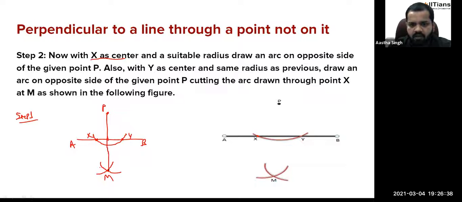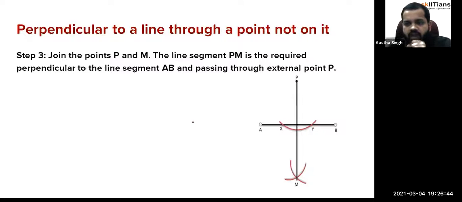Just draw a line PM. You will get that your PM will be what? Perpendicular to your AB. This is your final step, third step. Join points P and M. The line segment PM is the required perpendicular to the line segment AB and passing through point P. I think the concept is clear.